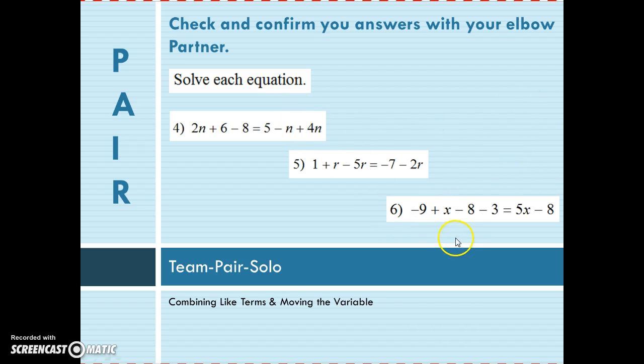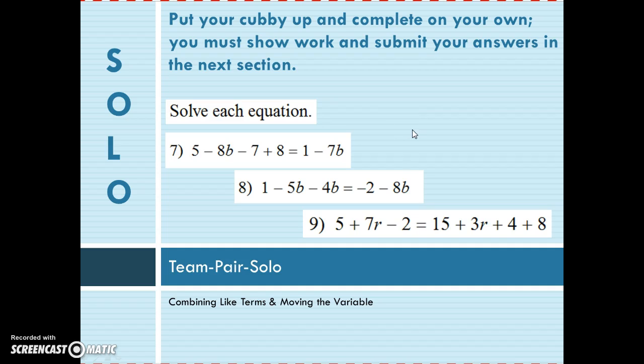So you can pause the video as you complete that, and then when you are done with that one, you're going to complete the solo problems. In this one, you need to put your cubby up and complete these entirely on your own. This is like a mini quiz and assessment. You must show all your work on your paper, and then you're going to submit your answers in the next section to be graded. Okay? Sorry about the space. Just do the best you can.